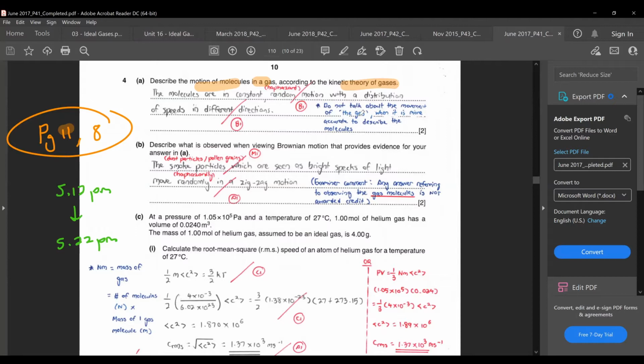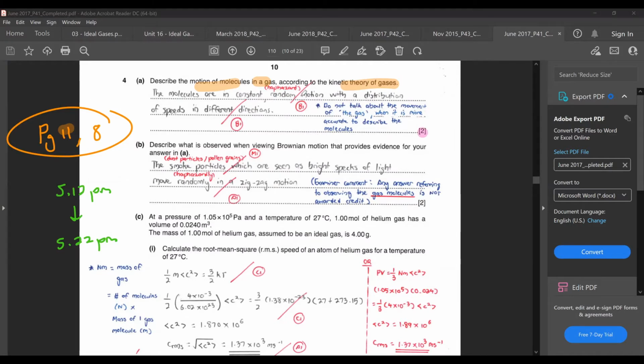Okay, so this question actually has 2 marks. First mark is for you saying random motion, and then second mark is for you saying that they are in different directions. But you want the statement to be complete, so you say molecules are in constant random motion with a distribution of speeds in different directions. This will make your answer more complete. So this is kinetic theory of gases, which describes the motion of gas molecules.